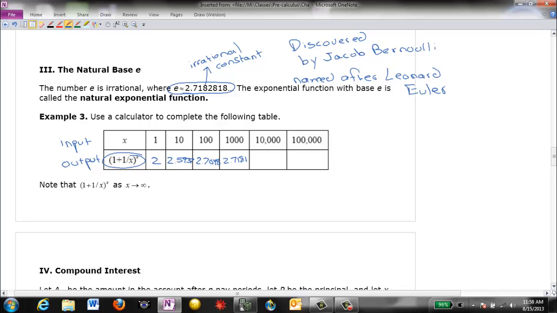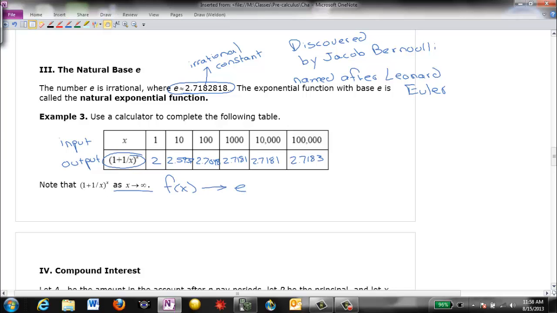Okay, so we get 2.7181 here, and then we get 2.7183, and you can see that no matter how large x gets, we're just going to get infinitely close to this e number that we're talking about. So as x goes to infinity, f of x goes to e. Okay. So keep that in mind. We're going to pull information from that example later on in the notes.